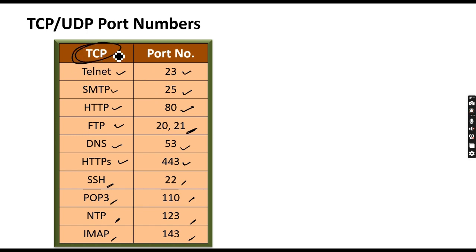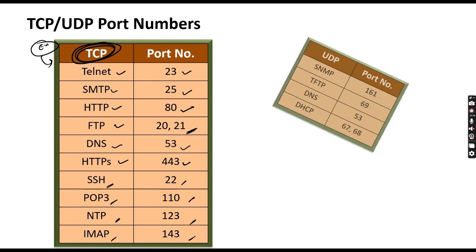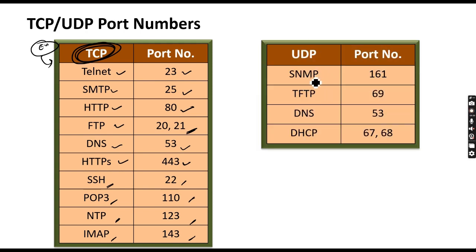These are your TCP port numbers. I have shown them just as examples. If you remember at least this many port numbers, that is more than enough for the CCNA. But if you want more, go ahead and Google the specific port number for each protocol. If you can remember them, that would be great. Similarly, for UDP, protocols like SNMP, TFTP, DNS, and DHCP have specific port numbers.